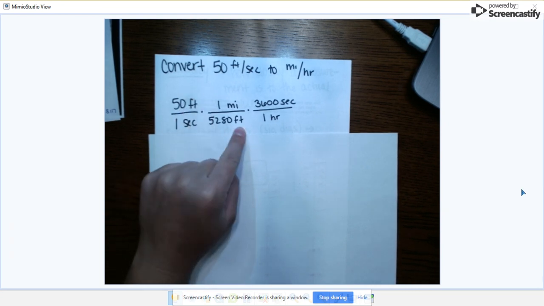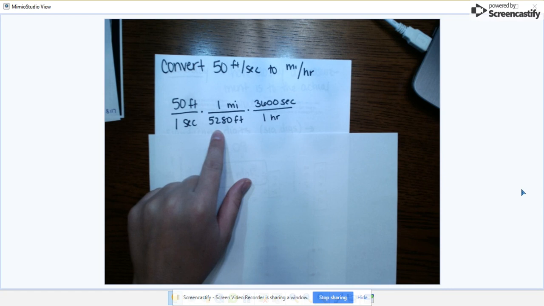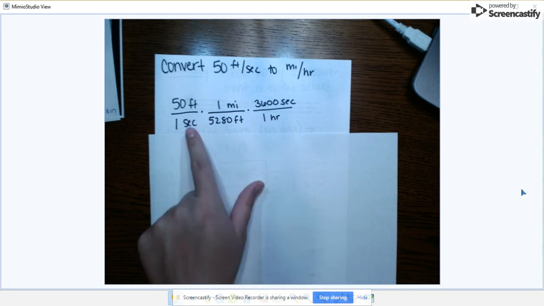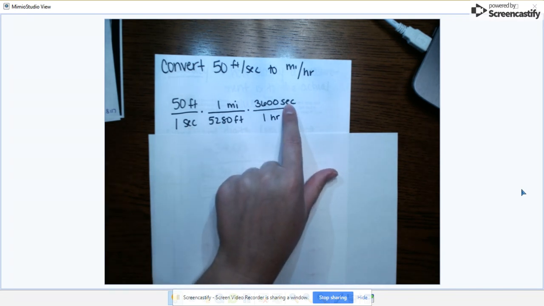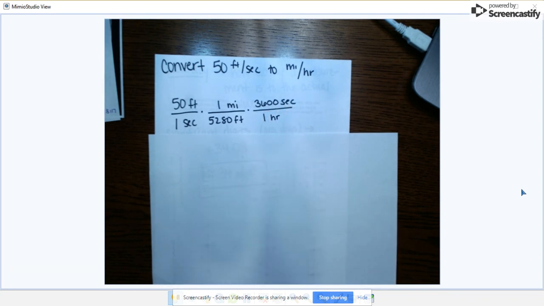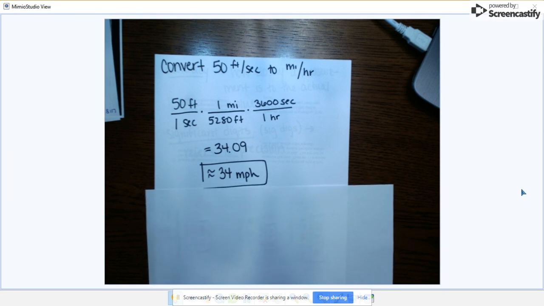Again, to cancel off feet, I have to have feet in the denominator of the second fraction. What we're looking for goes in the numerator. We know there's 5,280 feet in 1 mile. So this takes care of the miles part. Now we need to cancel this seconds and turn it into hours. Well, again, this time our seconds is in the denominator, so to cancel that label, we have to put seconds in the numerator. 1 hour is 3,600 seconds. We get that from taking 60 seconds per minute times 60 minutes per hour. When you multiply 50 times 3,600 and divide by 5,280, we get roughly 34.09. So I just rounded that down to 34 miles per hour.